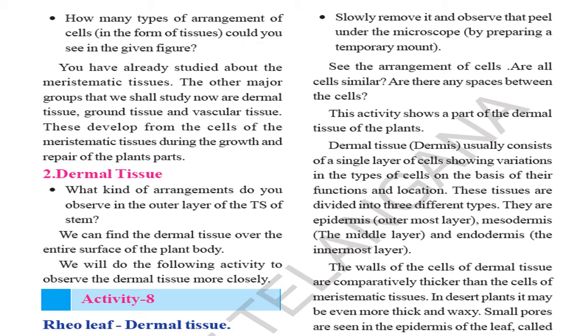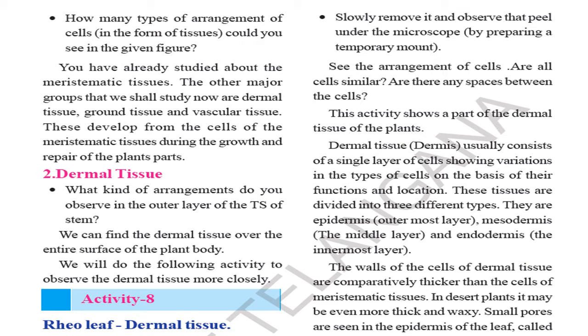We will do the following activity. Observe the dermal tissue very closely. What is the next activity? Activity 8. Rheo leaf. We take the leaf of a plant. The plant name is Rheo, R-H-E-O. The dermal tissue of it. Slowly remove it and observe that peel under the microscope, by preparing a temporary mount.